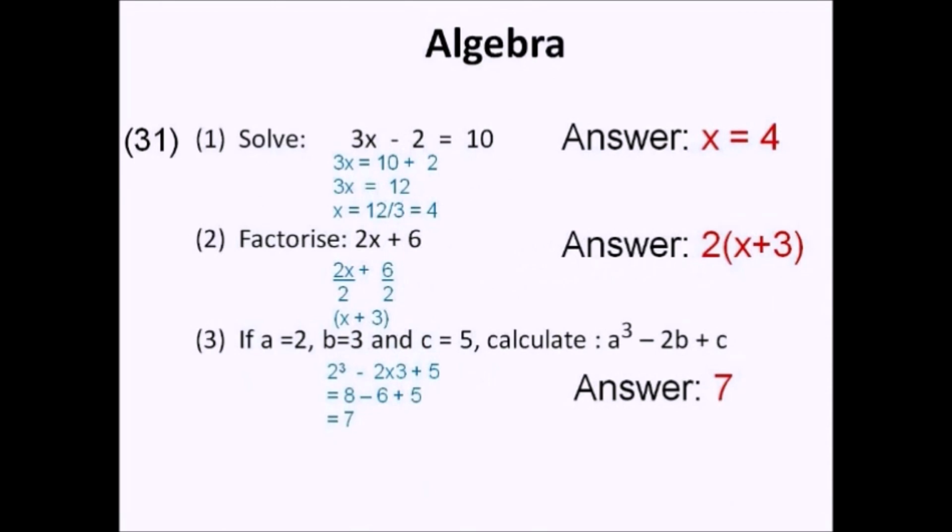Algebra. Number 31. The first one was x is 4. The second one, when you factorize, you divide by 2, you get 2x plus 3. And the last one, put your numbers in, you get 7. Once you put the numbers into the expression, you should be able to work it to get 7, guys. Okay, hope you got those correct. Hope you're an expert at algebra. You will be having a lot of it on the test.